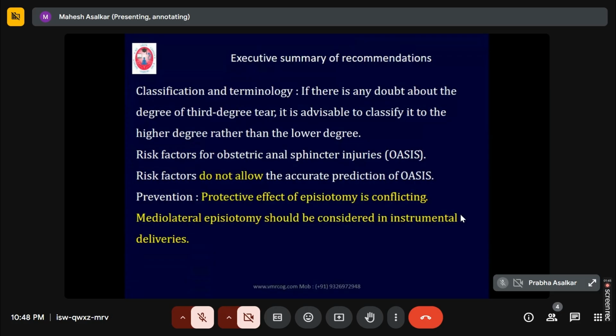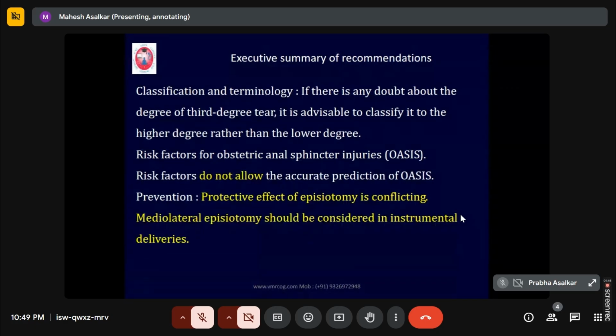Risk factors for obstetric anal sphincter injuries, OASIS. First thing, risk factors do not allow the accurate prediction of OASIS. There are known risk factors, but it does not mean you can accurately predict that this patient is prone to the development of OASIS.